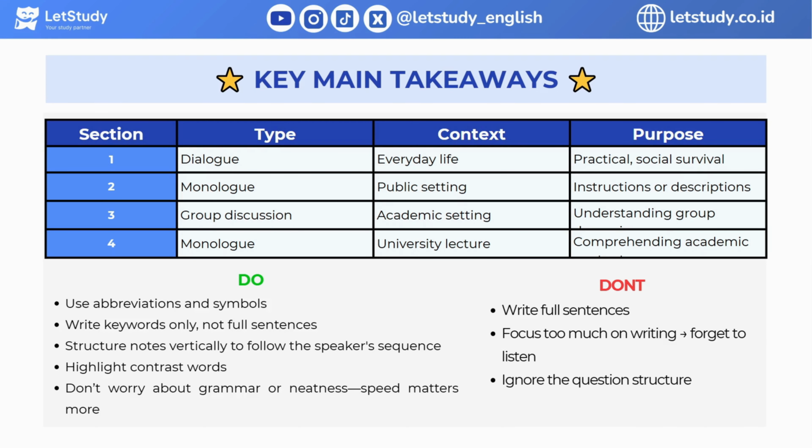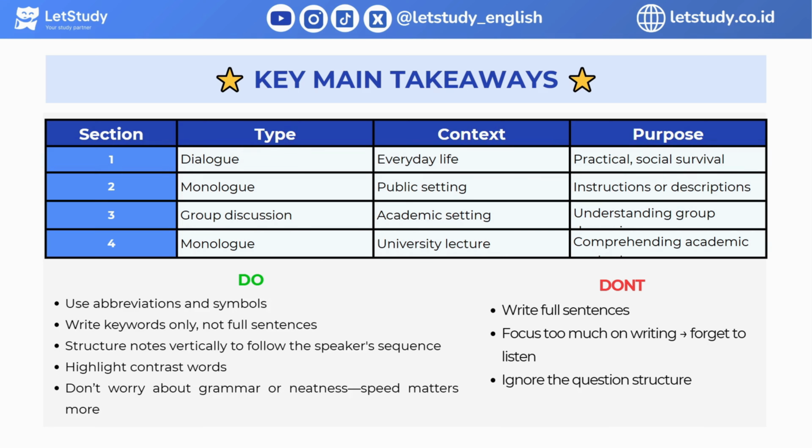Okay, here are the key main takeaways for the IELTS listening note-taking techniques. There are 4 sections for the IELTS listening, and for this material, we only focus on section 1, a dialogue between 2 people. StudyMates have already been given 2 examples of these everyday life conversations for practical and social survival. There are also sections 2, 3, and 4 where StudyMates can use these note-taking techniques. These techniques are not only applicable in the first section, they can also be useful for all the sections in the listening part, maybe in speaking or probably in some of the readings, but they're most useful in the listening part.